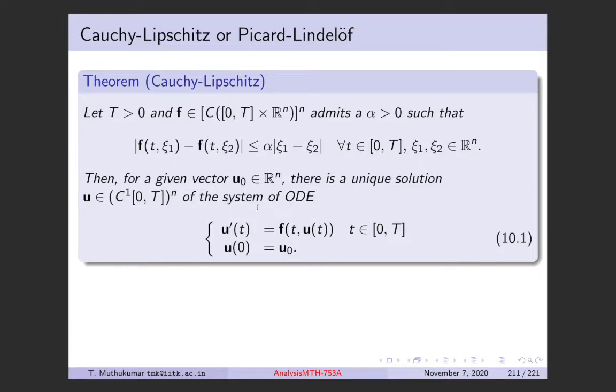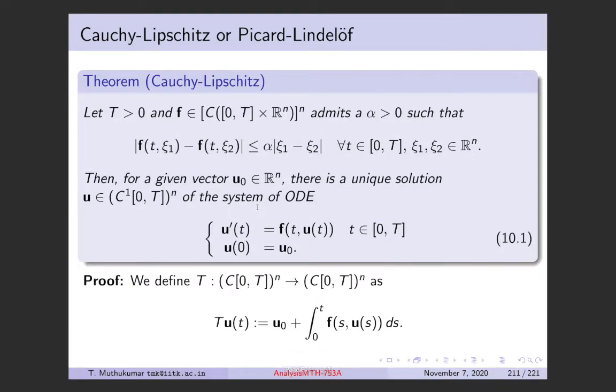To prove this, we define this operator T from the space of continuous functions to the space of continuous functions. Now, because we are in a system of equations, we have the power n here, the Cartesian product of n copies of the space of continuous functions, because these are all now n-tuple vectors, this bold U. So this is a map that we define, which takes any element U from here and gives this function.